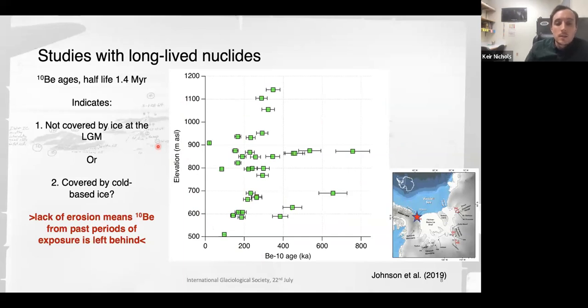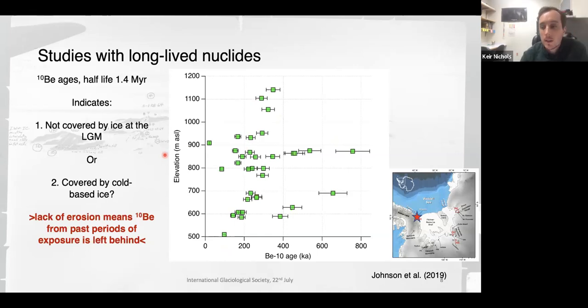And the ages, other than this one here, which is 20,000 years, all the other ages are between 87 and almost 800,000 years. So at face value, if these ages are the correct exposure ages, or they accurately record ice thinning, then it looks like this place wasn't covered by expanded ice 20 to 25,000 years ago. But it may also have been covered by cold-based ice.